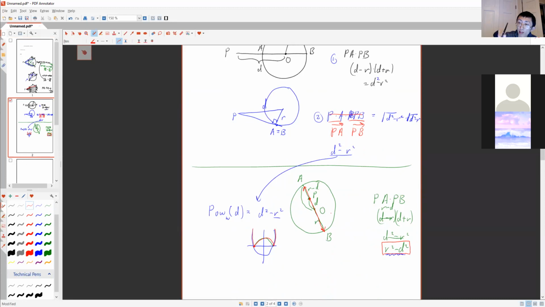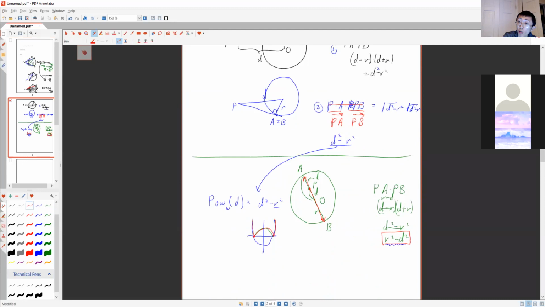If P is inside the circle, now PA as a vector points in the opposite direction as PB. So now we have to assign one of the directed lengths a negative sign. We'll give a positive direction to one of the lengths and a negative assignment to the other. So we'll say this is positive length R minus D. This is negative length R plus D.